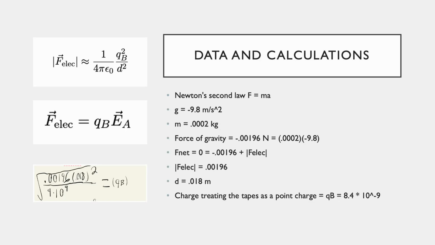These are the data and calculations from the first lab. We used Newton's second law along with Coulomb's law, and we calculated the force of gravity and the net force. We eventually calculated the charge on the tapes, treating them as a point charge, and that result was 8.4 times 10 to the negative 9 coulombs.